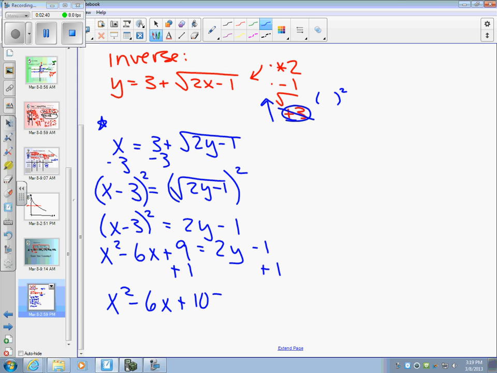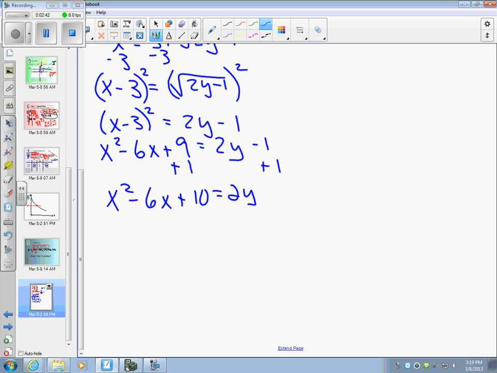All right, now the very last thing I'm going to do, good. And if I divide one thing by 2, everybody else is going to get jealous, so I better divide everybody by 2. So my final equation for the inverse is that.